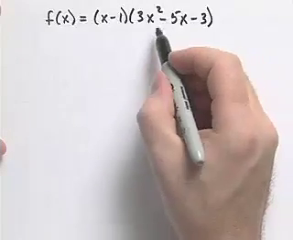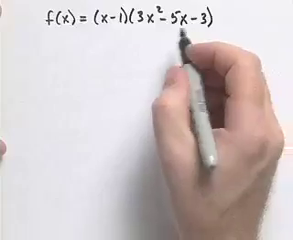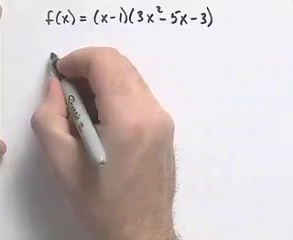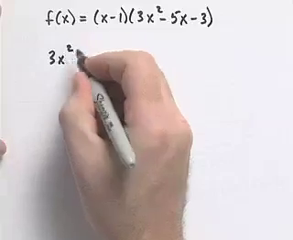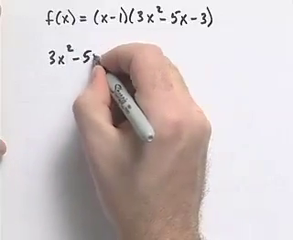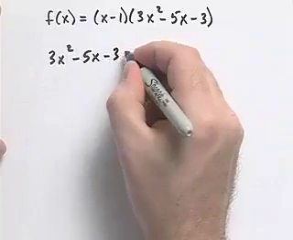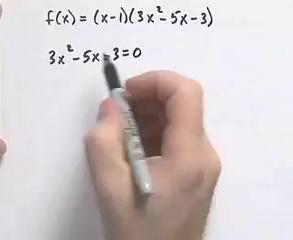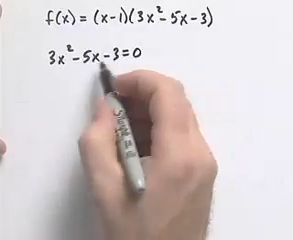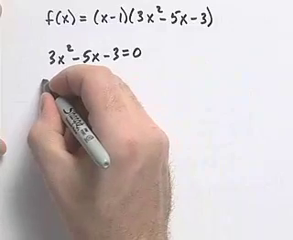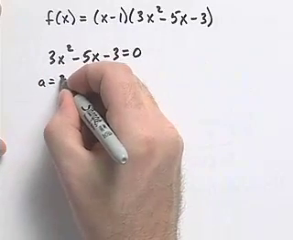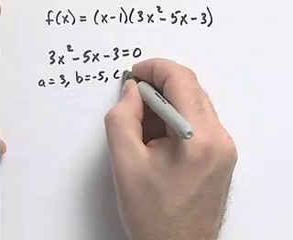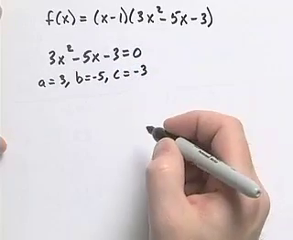If we look at it, we see that it is not going to be able to be factored, but we still are interested in finding the zeros of our function. So we're going to set this reduced polynomial, 3x squared minus 5x minus 3, equal to 0, and find any solutions to this equation. This is a quadratic equation, and factoring is not going to help us here. So we're going to use the quadratic formula. a equals 3, b equals negative 5, and c equals negative 3.